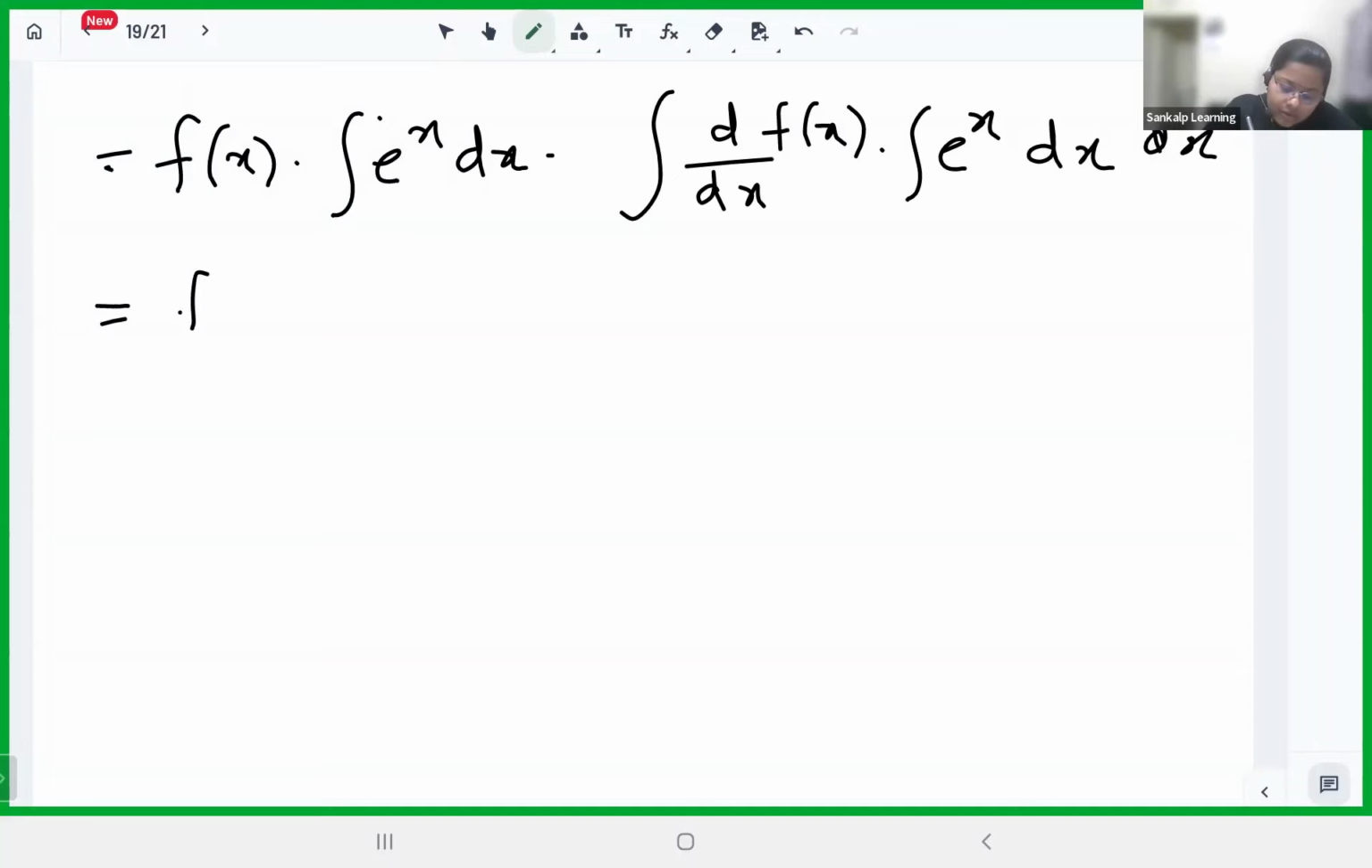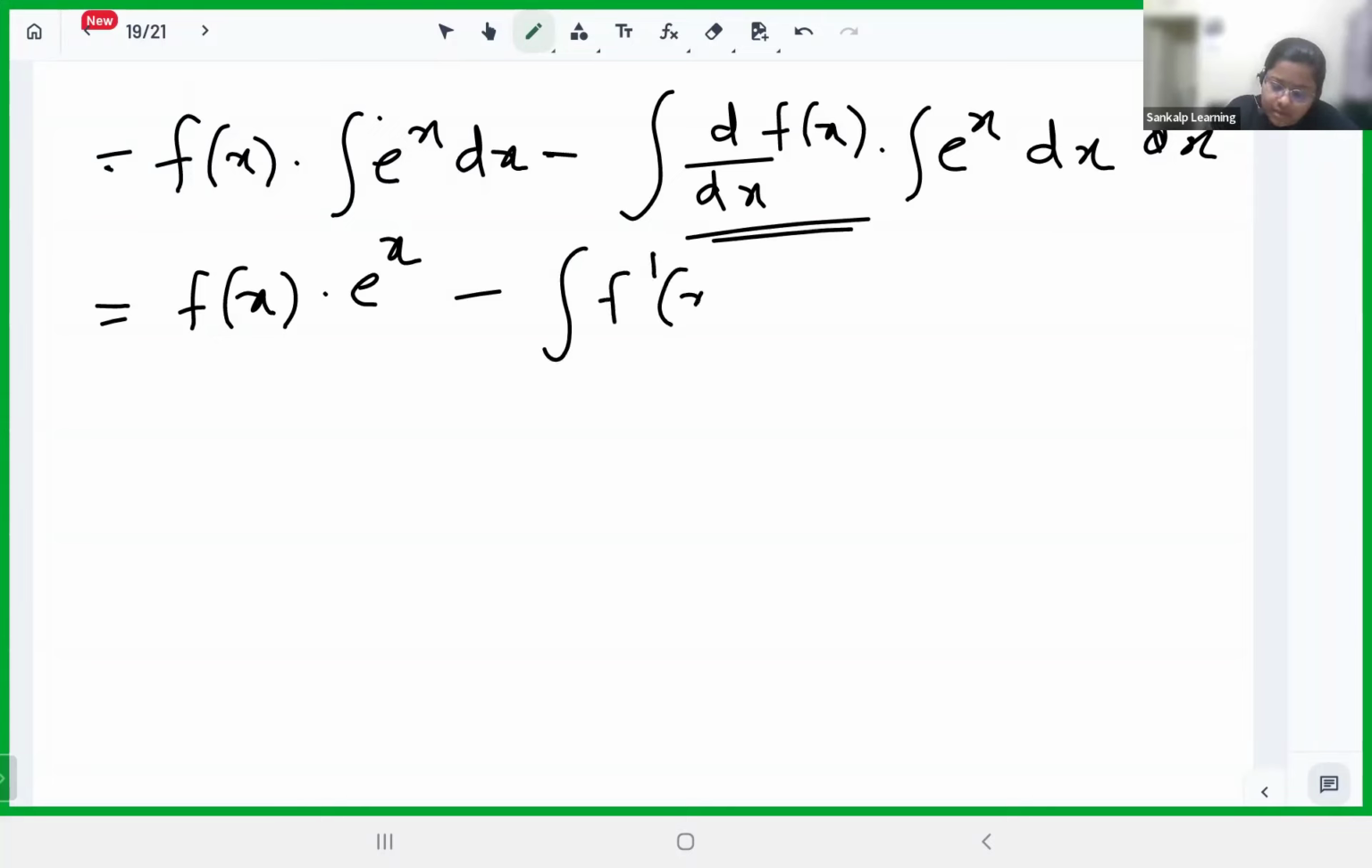So this is equal to f of x into e raised x itself, minus, what is the derivative of f of x? It is f dash of x, then integral e raised x is e raised x itself, so it is e raised x dx. All right. Now, plus c. There is always a constant of integration.